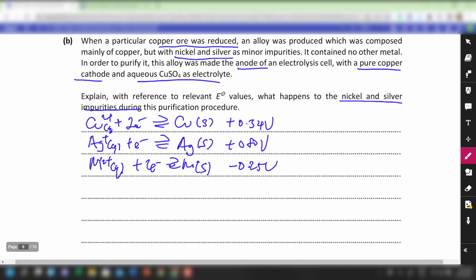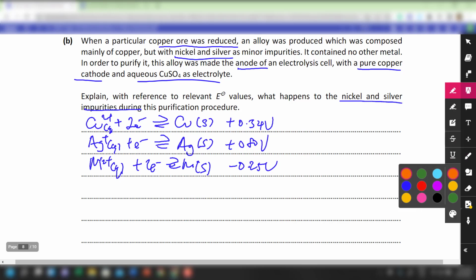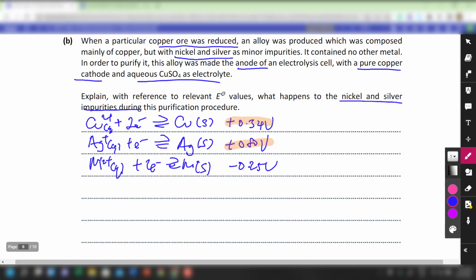However, for the external power supply, when you're designing the electrolytic plant, the industrialist has the liberty to adjust the voltage such that only copper will be oxidized, but not silver. Why is that the case? Because if you compare the reduction potential of copper 2 plus to copper and silver plus to silver, you notice that they are quite different.